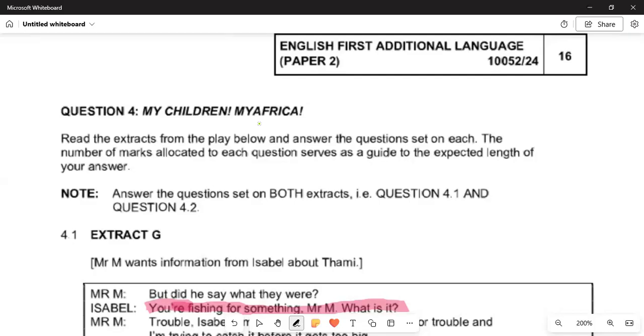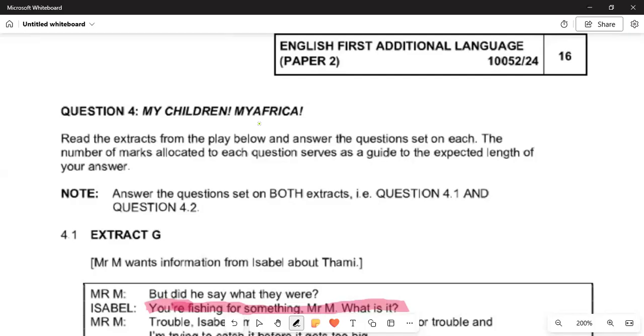As we are moving on, the note says: answer the questions set on both extracts, for example Question 4.1 and 4.2. In 4.1, we have Extract G. This is an extract that we are going to read with understanding and with diligence. Here, Mr. M wants information from Isabel about Tammy.